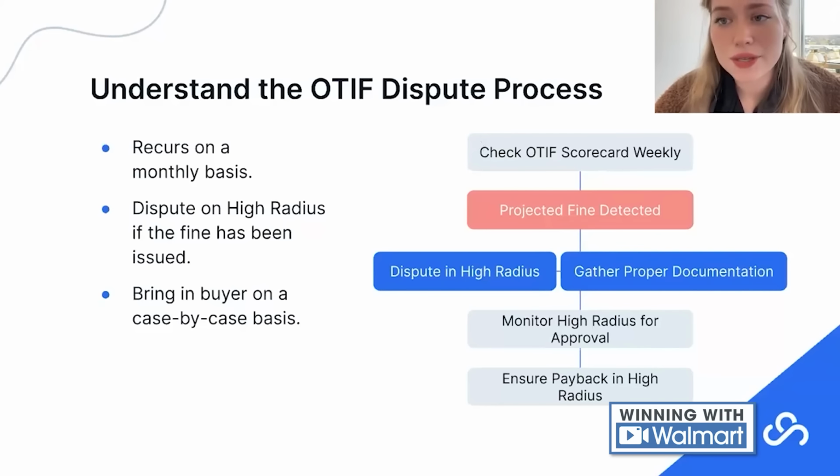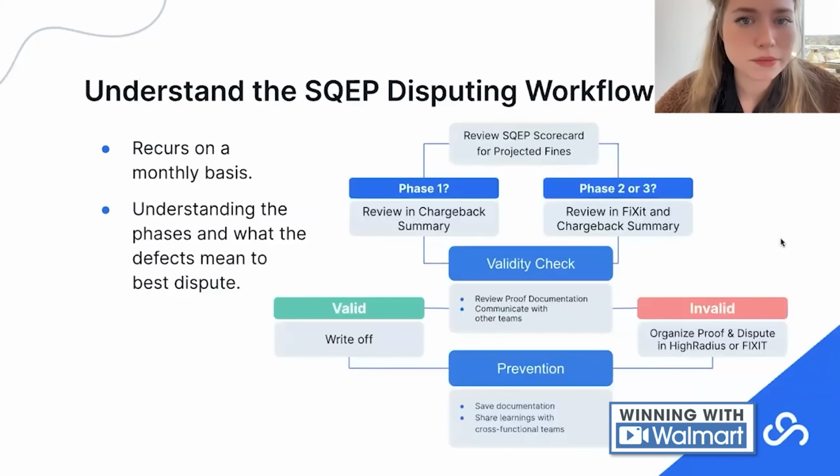Download that for your own historical reference. See if there's any projected fines that have been detected. If there has been, you're actually going to want to go and dispute that in HighRadius and gather the proper documentation. Just look in HighRadius for approval and then ensure payback in HighRadius. This is very, very high level. We go into it in much more detail in that OTIF disputing webinar that Allie has linked out to in the chat. So check that out.